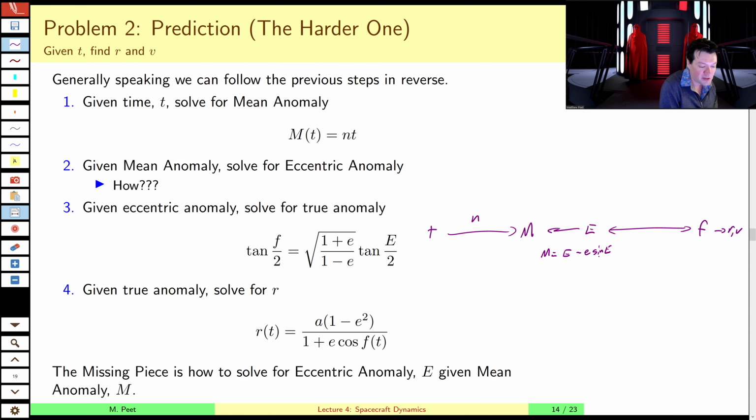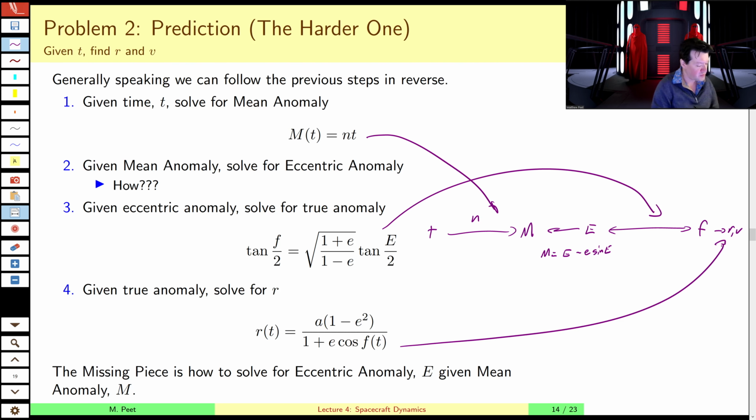That's fairly easy, just plug in E. But then the converse is a little bit more difficult, how to solve for E given M. And that's the topic of the remaining few slides in this lecture. Right, so here's the formula for this conversion. There's the formula for that conversion. And there's the formula for that conversion. So now we'll talk about how to go this direction, M to E.